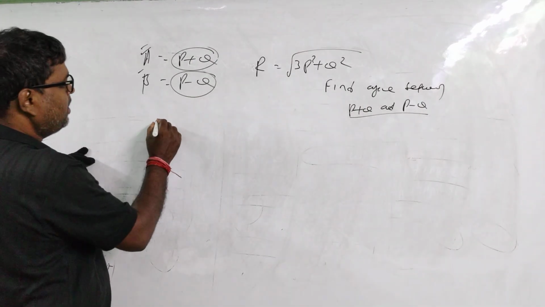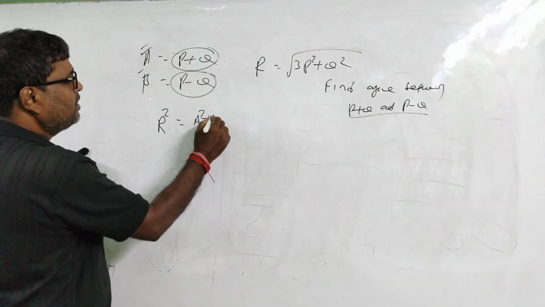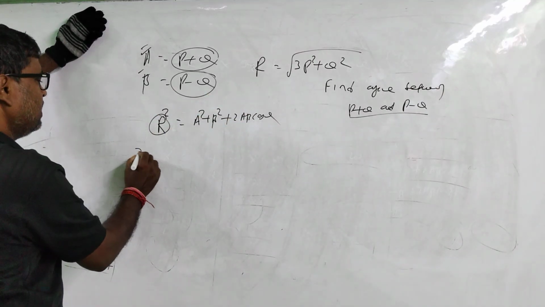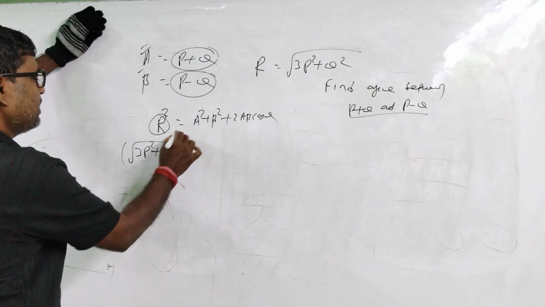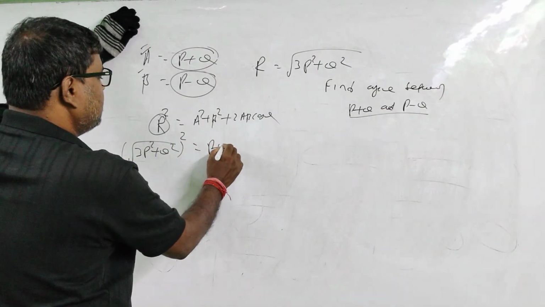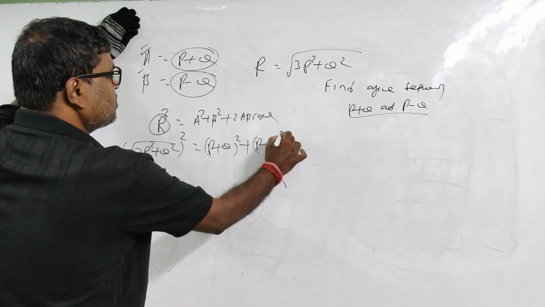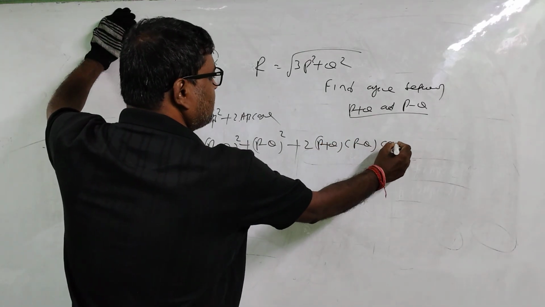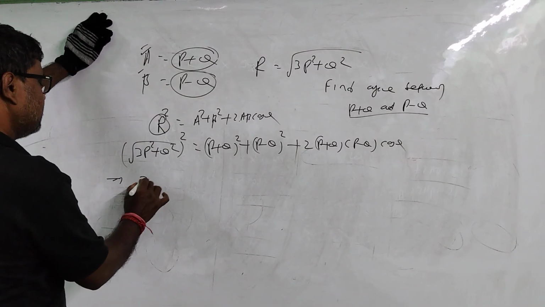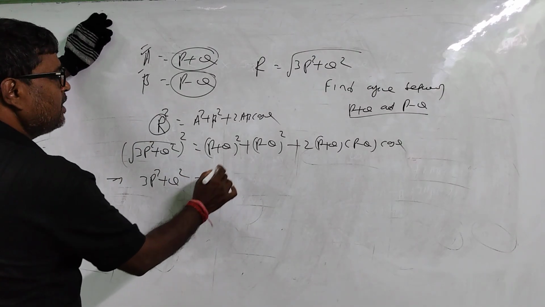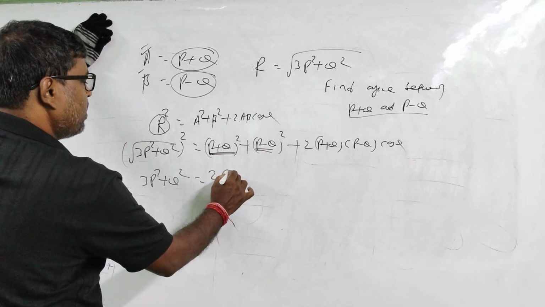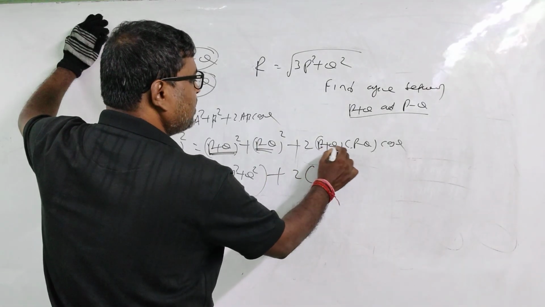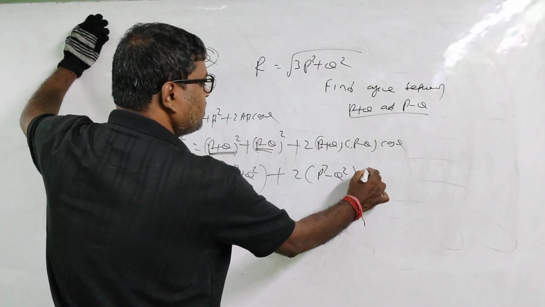Simple concept: R square equals A square plus B square plus 2AB cos theta. R square is 3p square plus q square, A is p plus q whole square, B is p minus q whole square, plus 2 times (p plus q)(p minus q) cos theta, which gives 2p square plus 2q square plus 2(p square minus q square) cos theta.